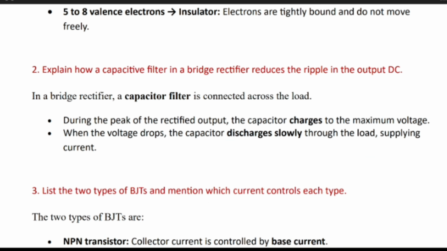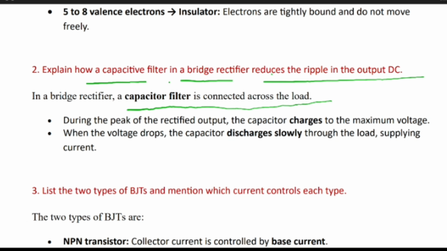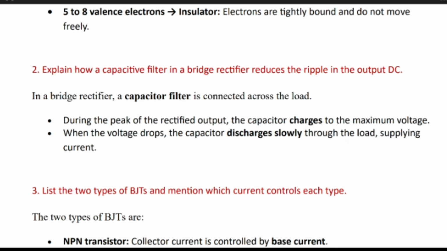Next, explain how the capacitive filter in a bridge rectifier reduces the ripple in the output DC. In the bridge rectifier, the capacitor filter is connected across the load. During the peak of the rectified output, the capacitor charges to the maximum voltage. When the voltage drops, the capacitor discharges slowly through the load, supplying current. At that time, it supplies the current.